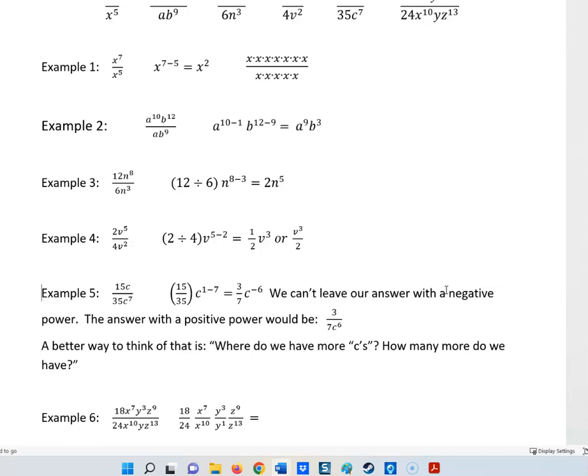We'll look more about the negative rule in another video, but a better way to think of this when you're simplifying this is where do you have more c's and how many more do you have? And you can see here you have more c's in the denominator by 6, so it's going to end up in the denominator. That way you don't have to get to that negative and then move it. Just put it there straight out.